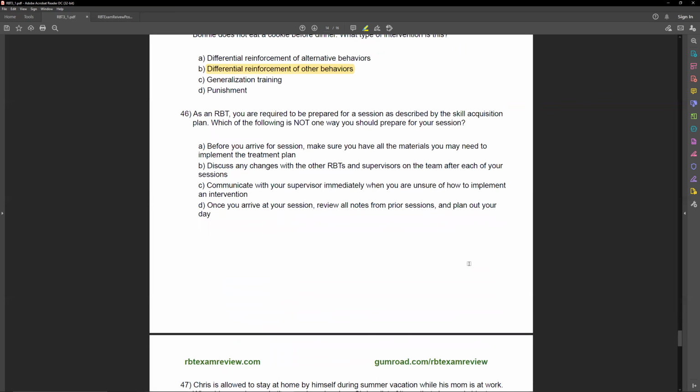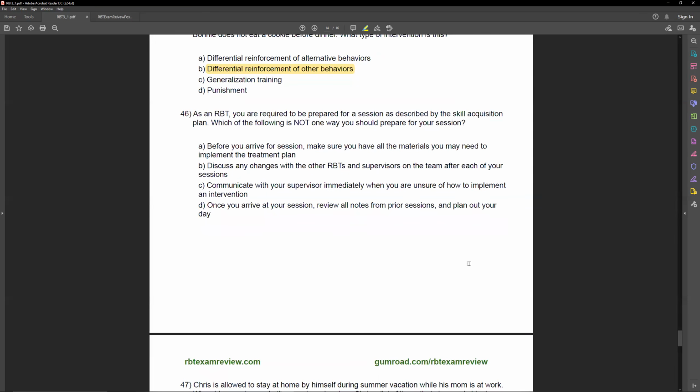46, as an RBT, you are required to be prepared for a session as described by the skill acquisition plan. Which of the following is not one way you should prepare for your session? So it's crucial that RBTs are prepared for each session. You want to show up to session ready to go, ready to implement and prepared.